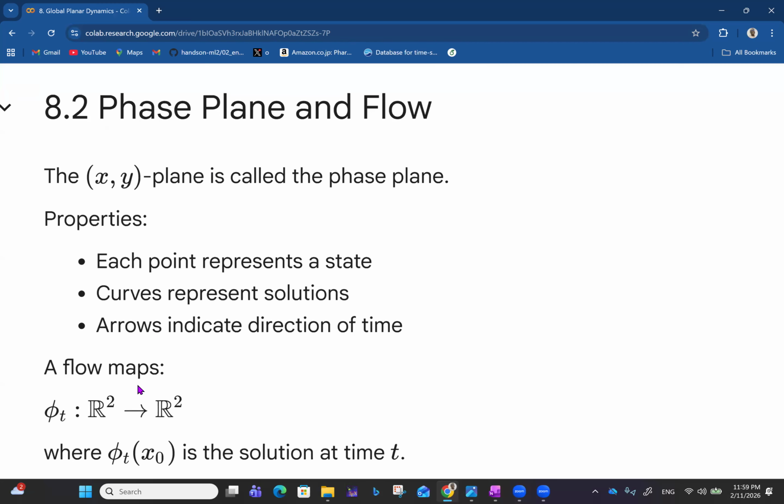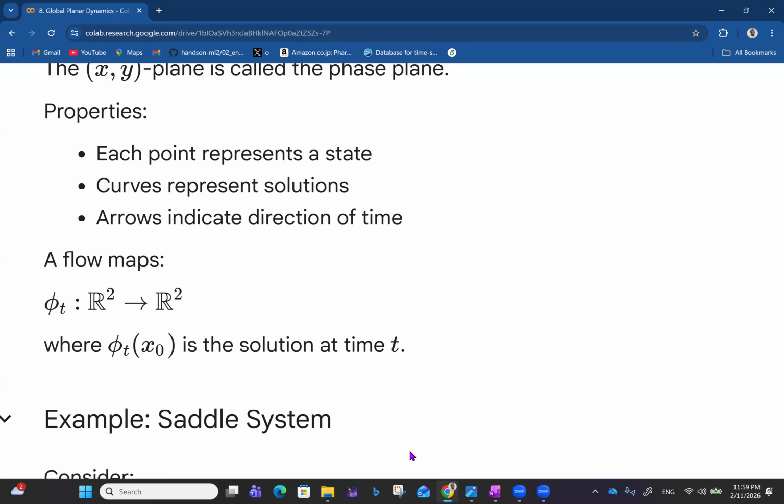A flow maps through a function phi of t. If a flow maps R squared to R squared, basically it maps two dimensions to two dimensions, where phi of t, x naught is the solution at time t.